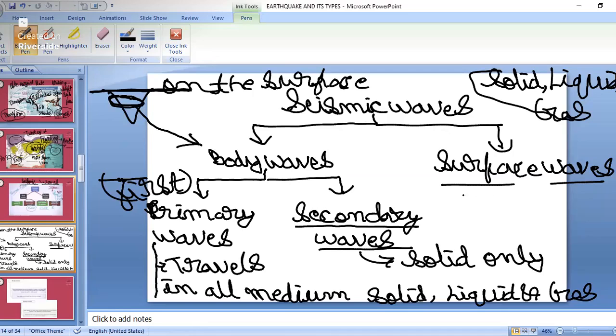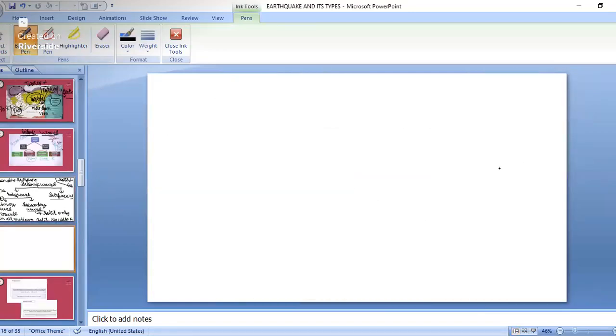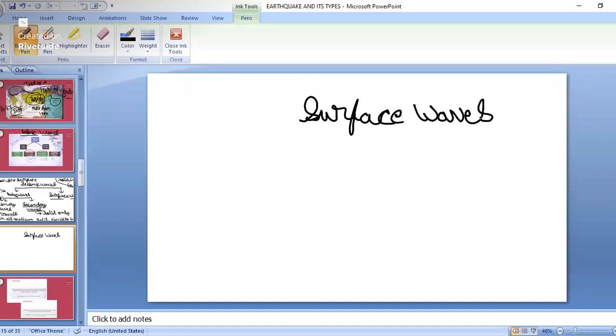Now we have the surface wave, which also has two types. We'll see the primary waves, the secondary waves, and the surface waves in a detailed manner. Now, in the surface wave, it is felt on the surface of the Earth. So that is the surface wave, which we also call the S waves.